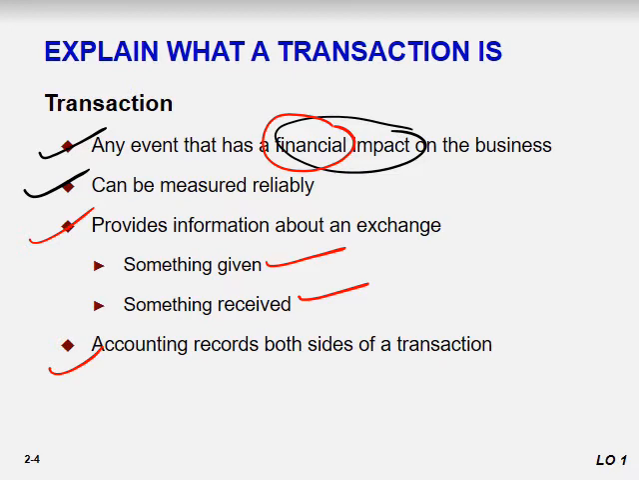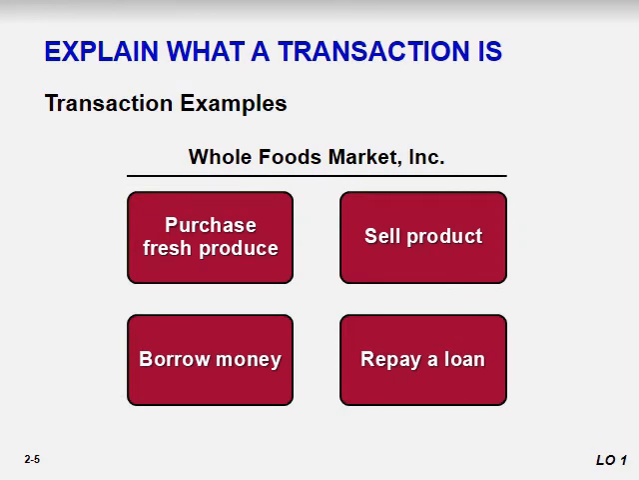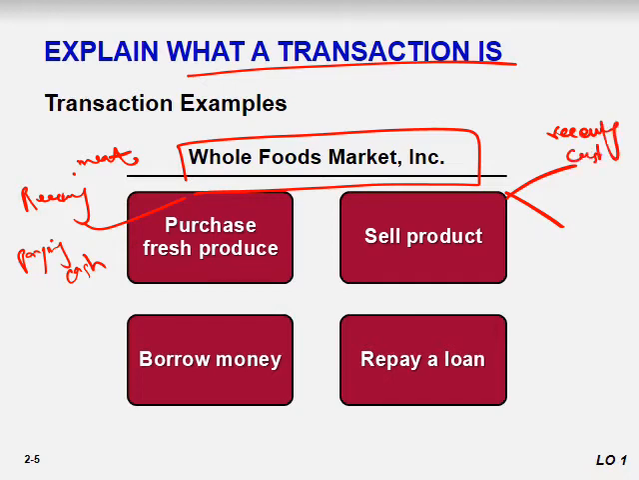Another example is that when a company pays for advertising, the company is giving cash and receiving advertising. So let's go through further examples of what a transaction is. We can have a company named Whole Foods Market Incorporated, which purchases fresh produce, meat, and natural supplements. When the company purchases, it is receiving meat and natural supplements, and paying cash. Selling products involves receiving cash and giving product.